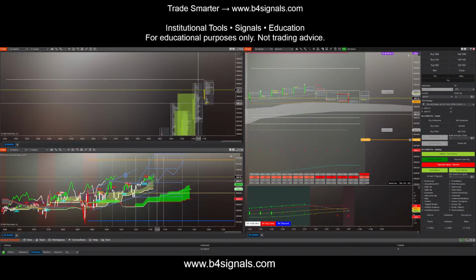So I was expecting it to sell back off to the zero, maybe find support at the Tinkerton, and do a continuation here.